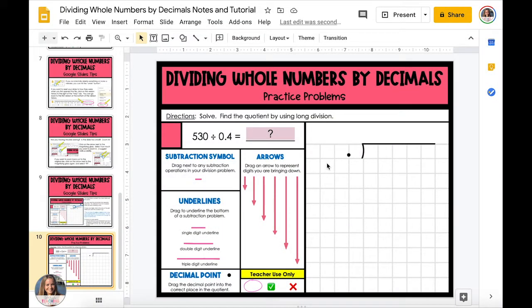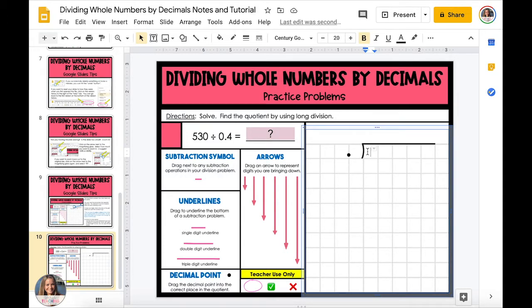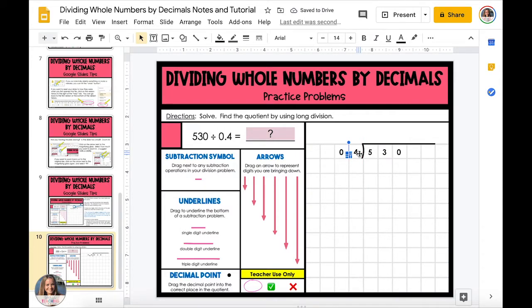To divide a whole number by a decimal, we're going to start by placing our dividend and our divisor into our division problem. Our divisor is 4/10, but we don't want to have a decimal in our divisor, so we're going to move the decimal point to the right, which is really increasing the 4/10 10 times so that it is now worth 4. And whatever we do to our divisor, we have to do to our dividend.